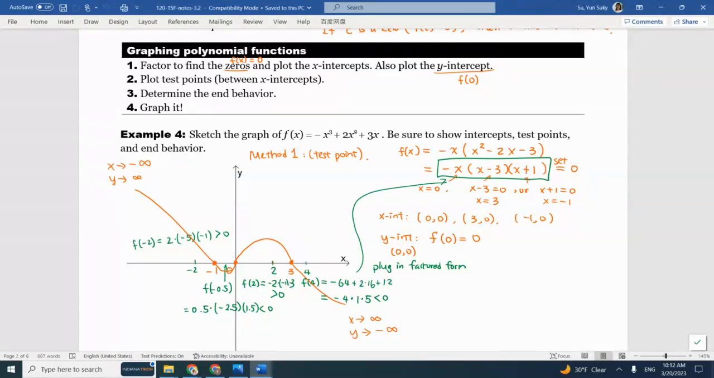In this picture, it is the same point. The x-intercept and y-intercept are the same. Okay? And then plug those points on the xy plane.